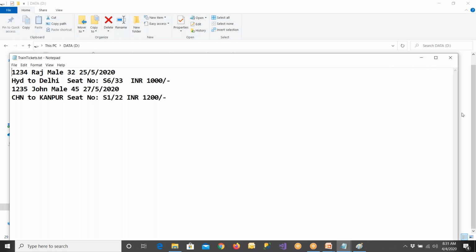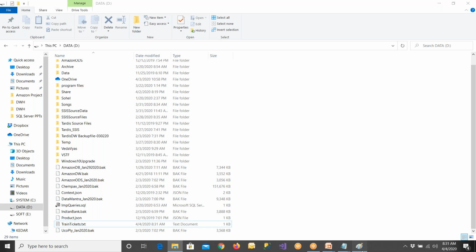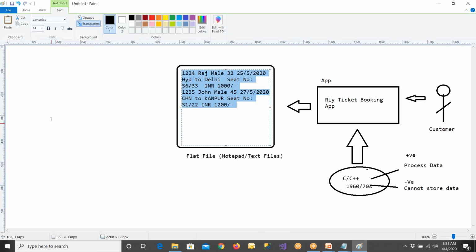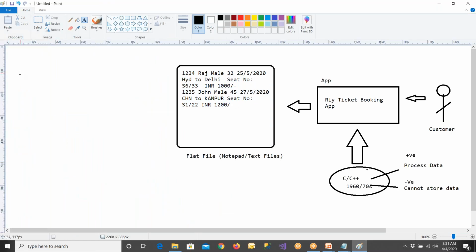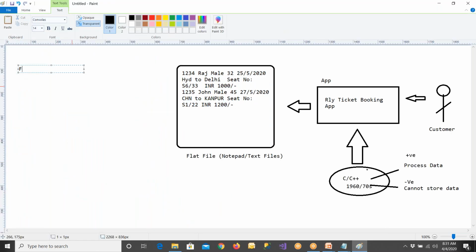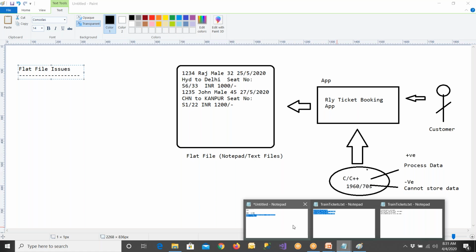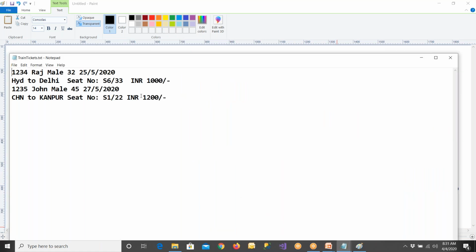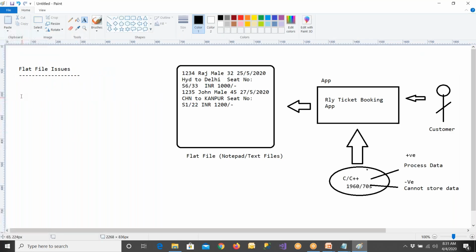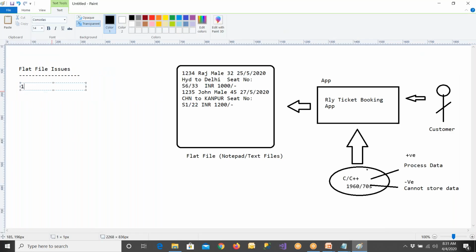But now the issue starts when the data grows more and more. A lot of issues were encountered with the flat file. What are the flat file issues? When we store a large amount of data in flat files, which are nothing but Notepads, the data is being stored in Notepads like this. And what is the issue with the Notepad? Let us understand. The first issue is security.